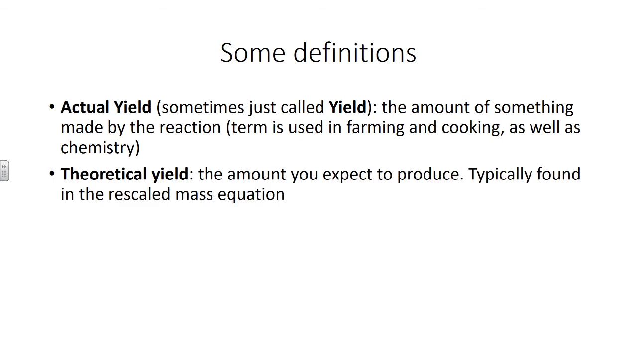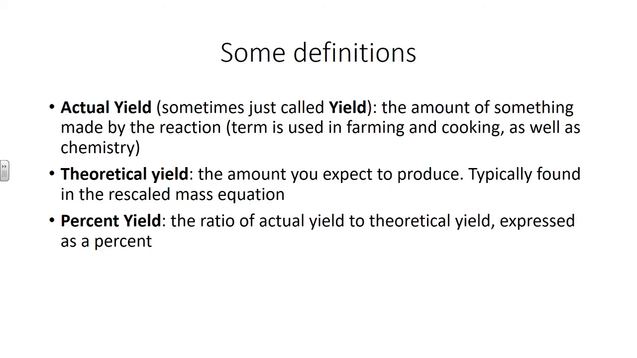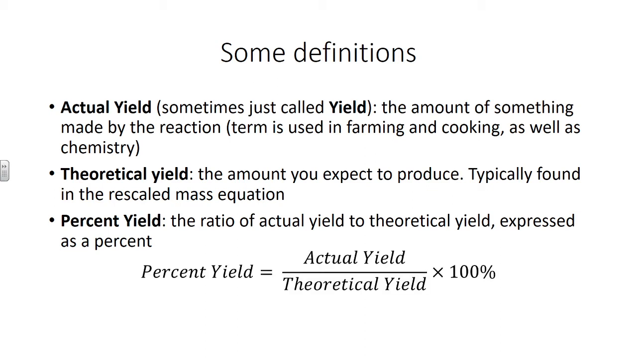Now, the theoretical yield is the amount you expect to produce, and you'll usually get this from rescaling a mass balanced equation. You'll do a calculation, you'll say, all right, the theoretical yield is what you expected to get from a reaction. So in the cooking recipe, the 24 cookies is theoretical. That's what we think you'll get if you make it. The percent yield is the ratio of the actual yield to the theoretical yield expressed as a percent. And instead of saying more words about that, we're going to look at an example.